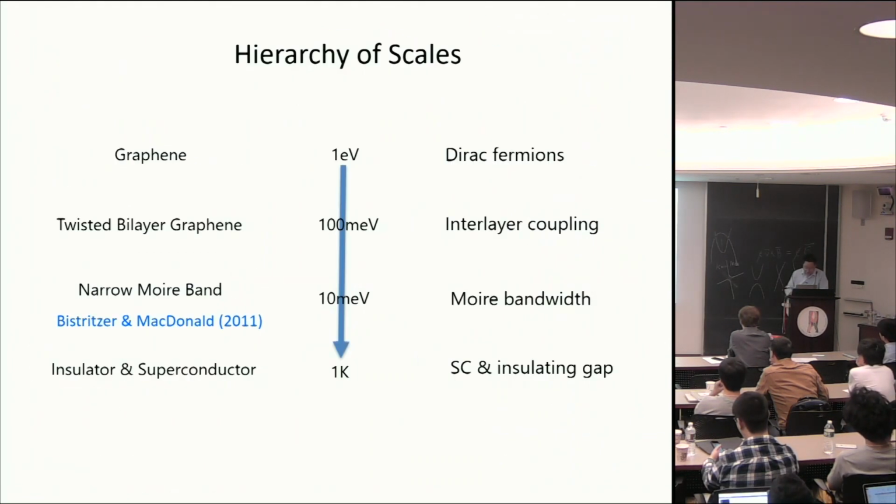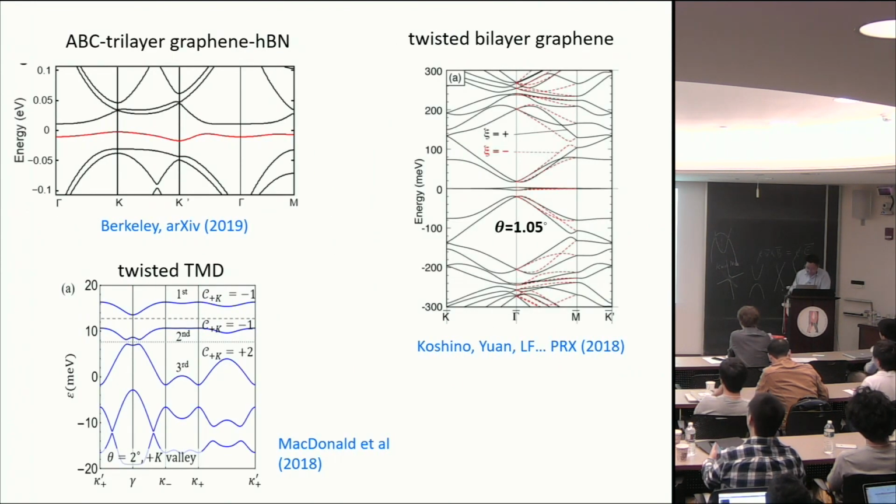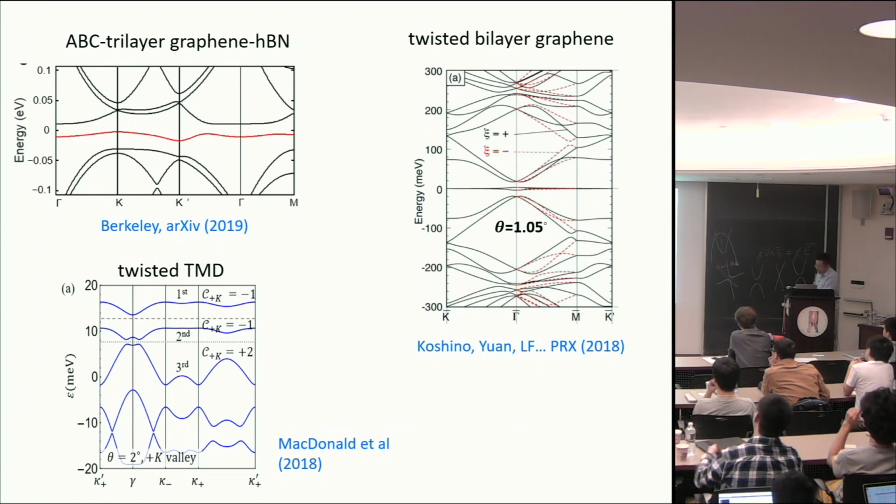So again, there are many different ways to look at these systems, and one scenario involves a flat band. For example, in twisted bilayer graphene, when you go to this magic angle, first found by Allan MacDonald, you see the bandwidths become very small. You can have an almost flat band. And Feng talked about this trilayer graphene on hBN. There are also studies on twisted TMD, where you have also isolated flat bands.